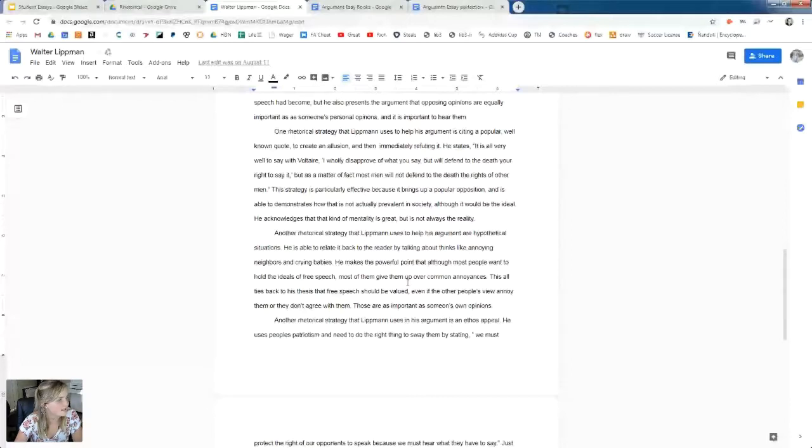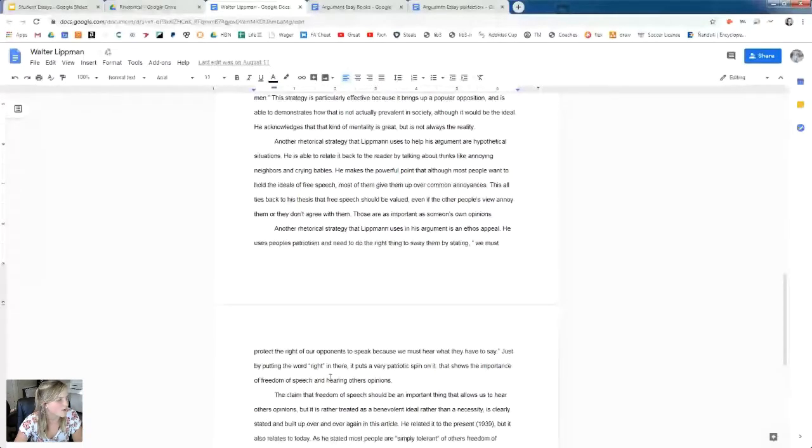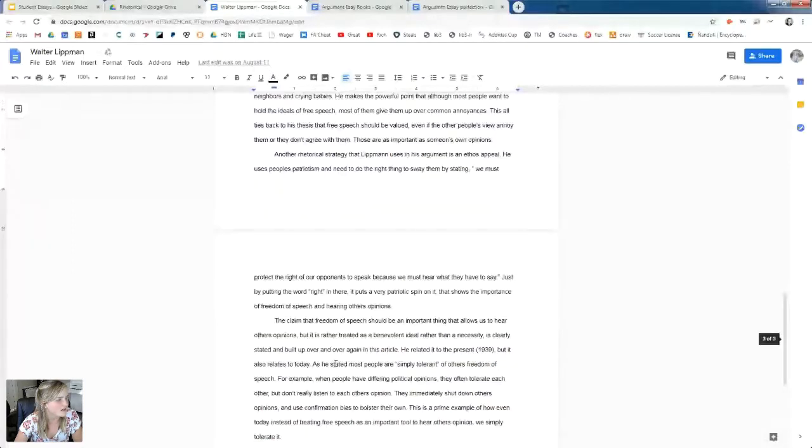This all ties back to his thesis that free speech should be valued even if other people's views annoy them or they don't agree with them. Those are as important as someone's own opinions. Another rhetorical strategy that Whitman uses in his argument is an ethos appeal. He uses people's patriotism and need to do the right thing to sway them by saying, "We must protect the right of our opponents to speak because we must hear what they have to say." Just putting the word right in there puts a very patriotic spin on it and shows the importance of freedom of speech and hearing others' opinions.